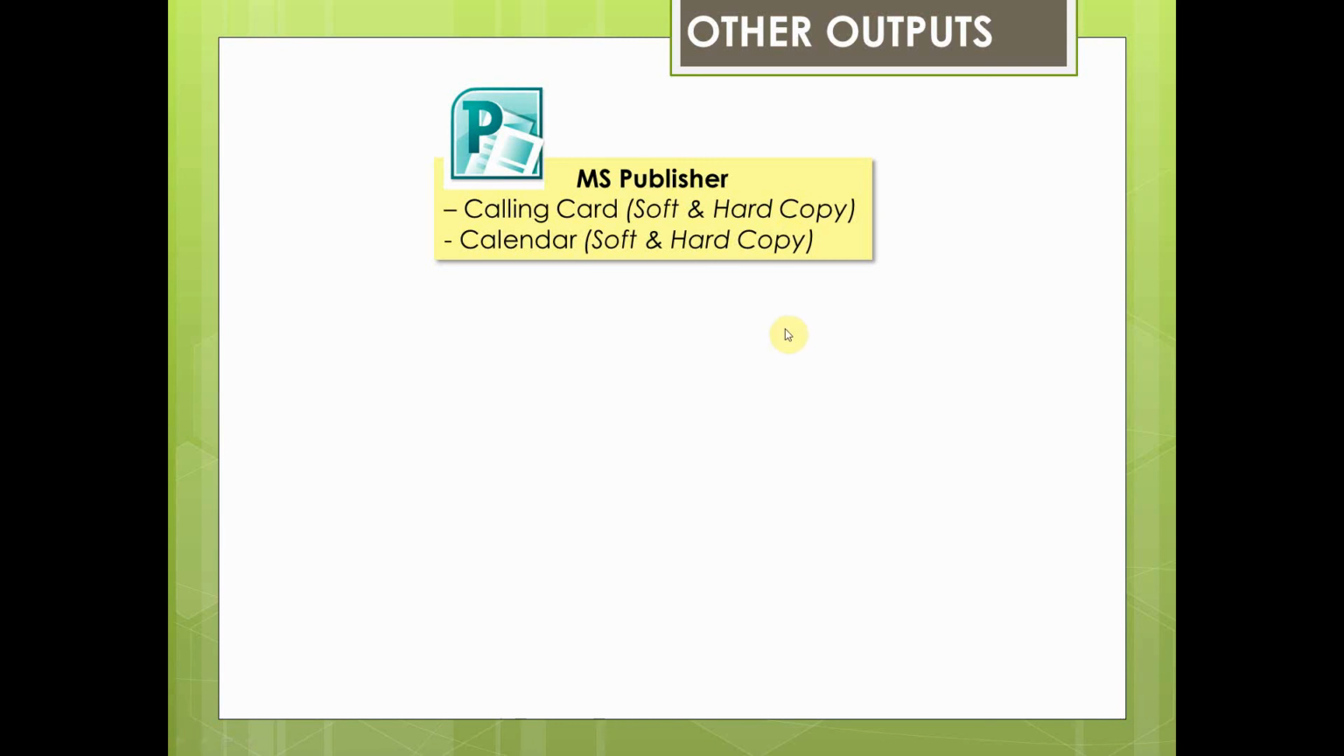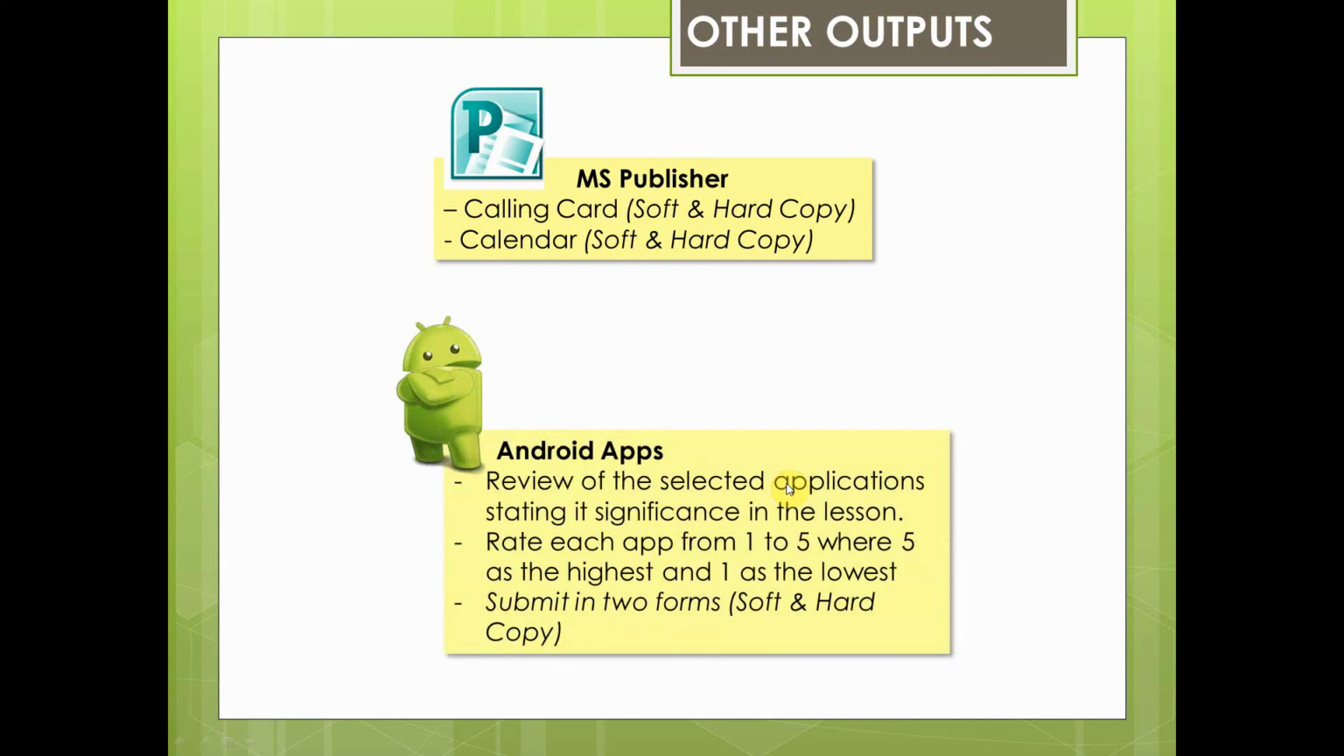Now, these outputs must be submitted in 2 forms: hard copy and soft copy. And also write a comprehensive review of the Android apps that you chose. State the advantages, limitations, capabilities, and system requirements of the said app. Rate the app from 1 to 5, where 1 is the lowest and 5 is the highest. Therefore, the total outputs that need to be submitted is 17.